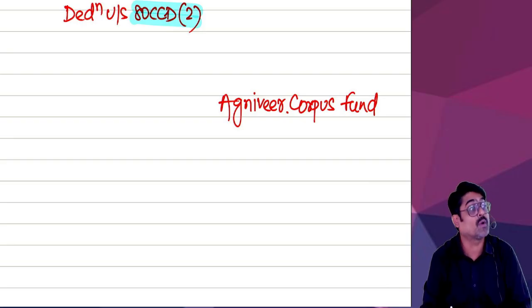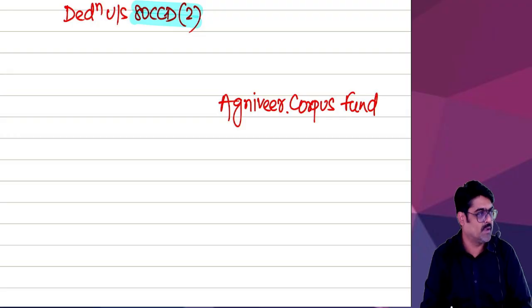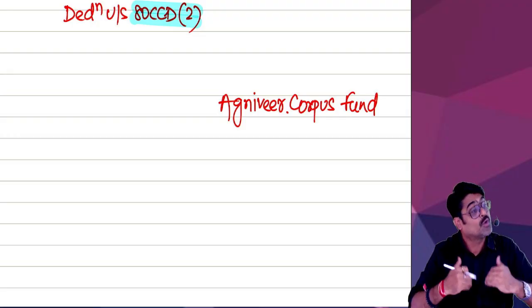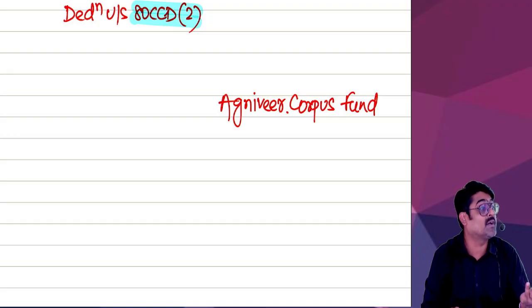During these 4 years, what will happen? You will be considered an employee of the government only because you have joined as a soldier. But you have not joined on a permanent basis. The government has taken you on as an Agniveer on a temporary basis.